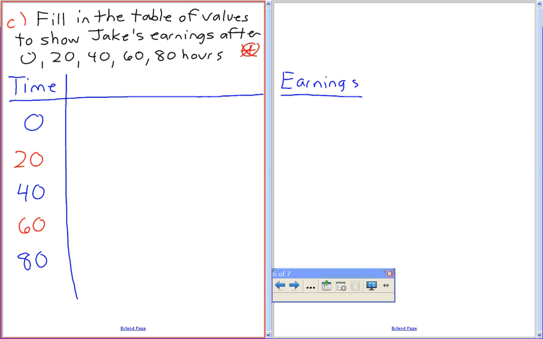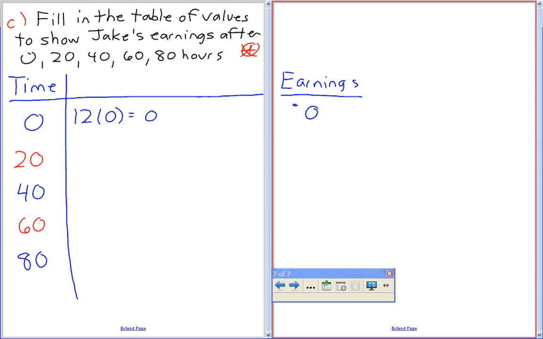All right, Sierra, if you work 0 hours, how would you figure out how much money you make? Well, yeah, it's going to be 0, right? He earns $12 an hour times 0 hours equals 0. So his earnings is just a big old $0.